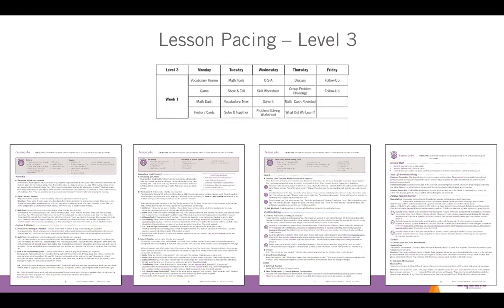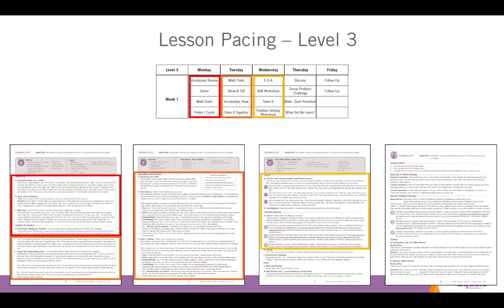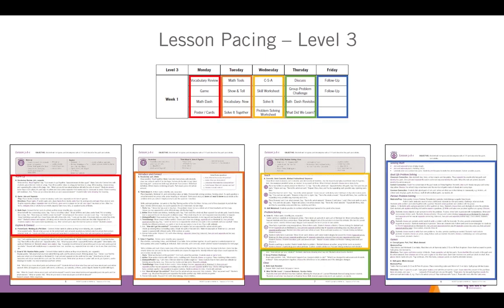Level 3 is for students that require the least amount of support, so naturally, the pace of a group working at Level 3 is going to be faster than Level 1 or Level 2. In our example pacing guide, Level 3 should spend 5 days per lesson.